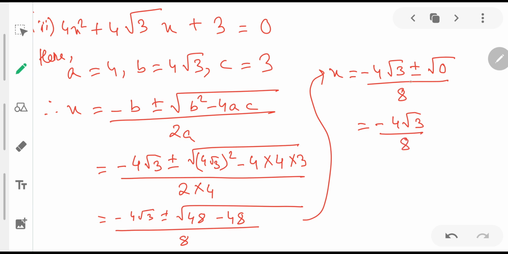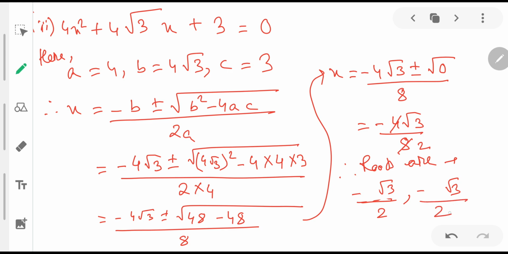So, ultimately we will get minus 4 root 3 by 8. Since plus minus 0 does not matter, we get minus 4 root 3 by 8. But since there are two roots, we have to write it twice. So, roots are minus 4 root 3 by 8, comma, minus 4 root 3 by 8. Oh, sorry, here we can just cancel it, it will become 2. So, the answer we can write in a simplified manner as minus root 3 by 2 and minus root 3 by 2. Here we have cancelled it. Okay, that is all about the third question.